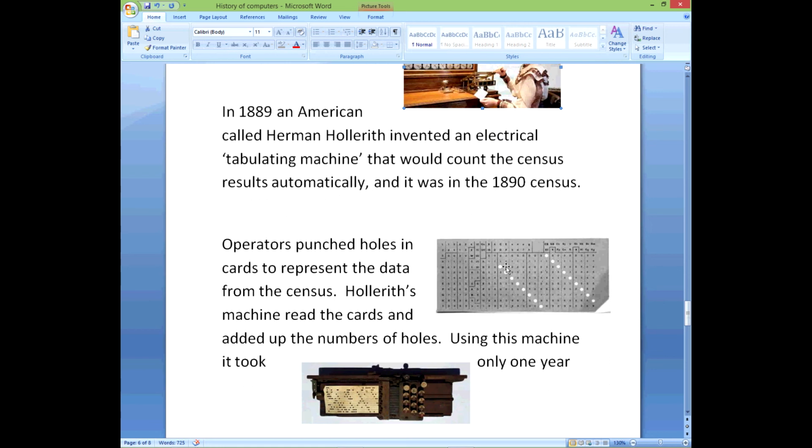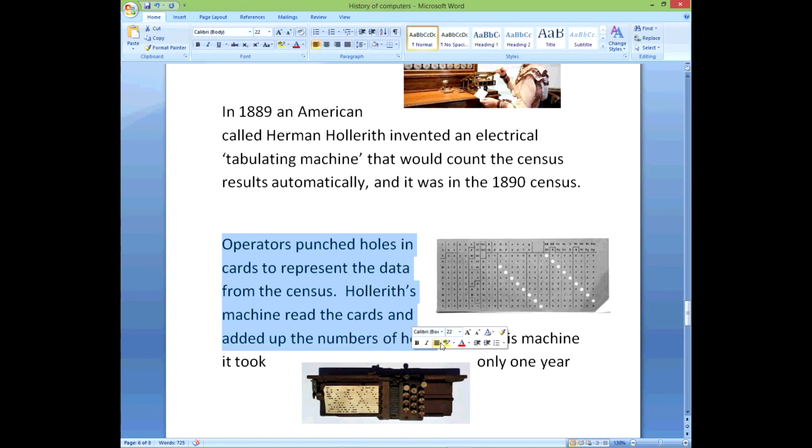This would be two persons living in a house. This would be three persons living in a house. This would be four persons living in a house. And the machine would add them up and give the result. Okay. So operators punch holes in the cards to represent the data from the census. The machines read the cards and added up the number of holes.